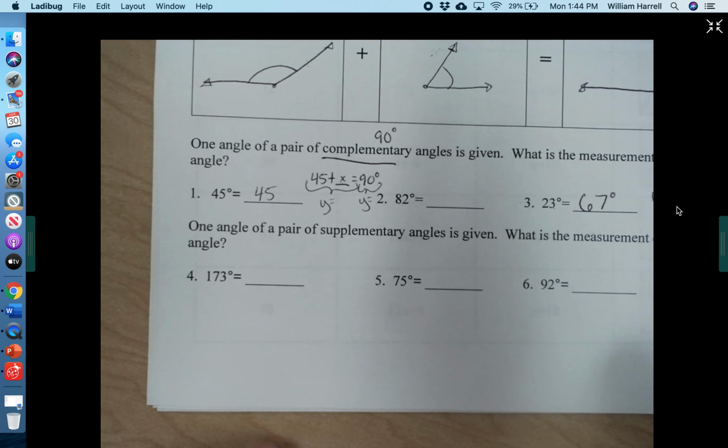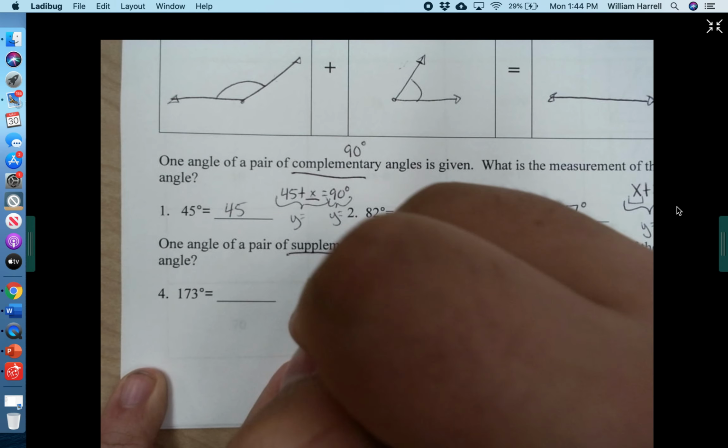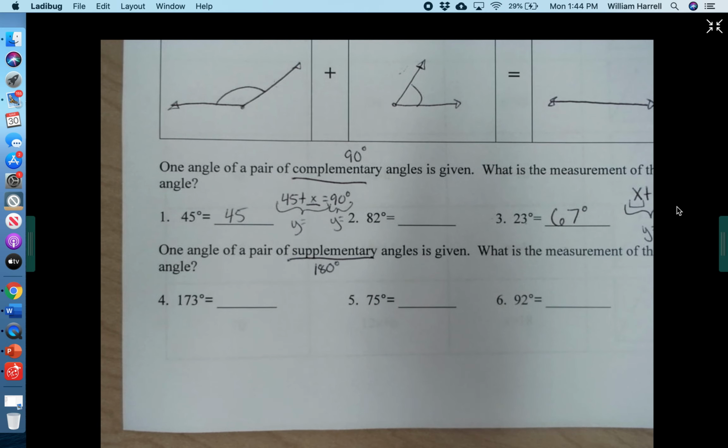Here I'm going to do number 5. Okay, if a pair of supplementary angles is given, what's the measure of the missing angle? All right, keyword here, supplementary. I know supplementary is 180. This is the hardest part of the Dave stuff, is differentiating and remembering that complement means 90, supplement means 180.